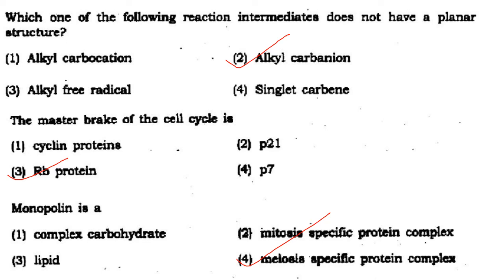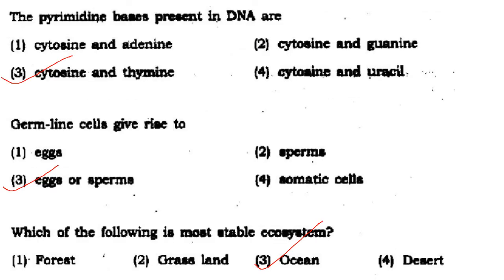Answer is RB protein. Monopoline is a complex carbohydrate, mitosis specific protein complex, lipid, meiosis specific protein complex. Answer is 4, meiosis specific protein complex. The pyrimidine bases present in DNA are cytosine and adenine, cytosine and guanine, cytosine and thymine, cytosine and uracil. Answer is cytosine and thymine.